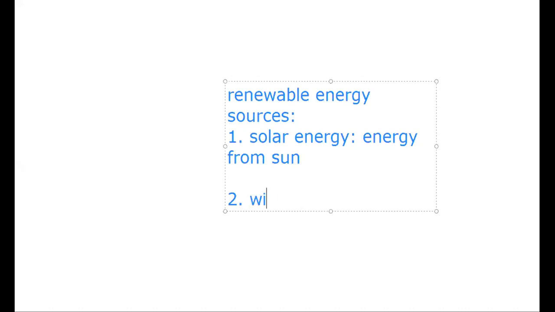Also, wind energy. The moving wind, as you know, when the wind blows, it has kinetic energy because it is moving. This kinetic energy of the wind can be used by turbines to produce electricity. We can use wind energy to produce electricity.